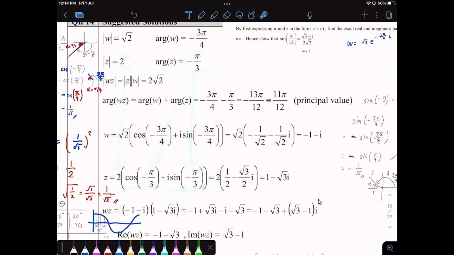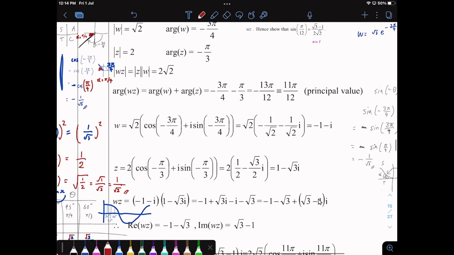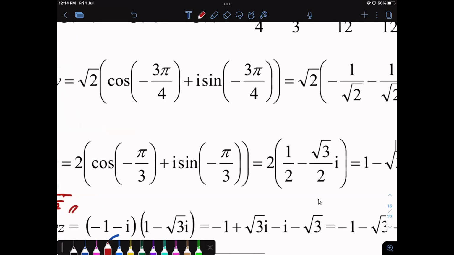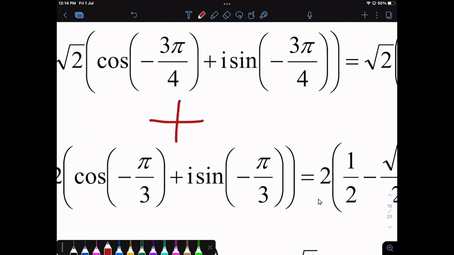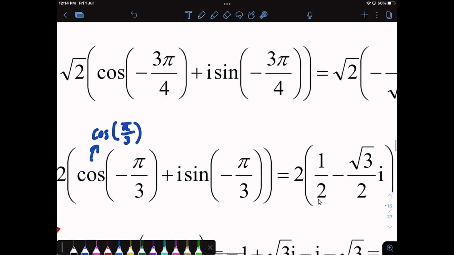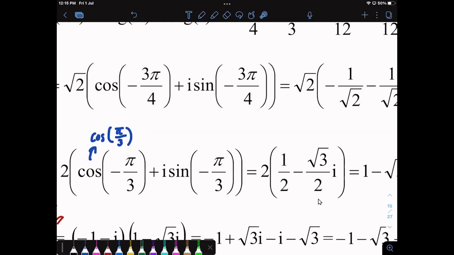Then cosine negative pi by 3, you get 1/2. Do you know how to get that? Let's just do a quick one. Negative pi by 3 is actually negative 60 degrees. If I use an identity, this would just be cosine of pi by 3, cosine 60 degrees, because of the identity. Then the exact value is 1 over 2.